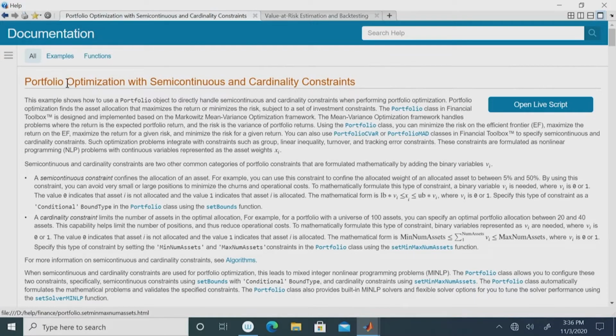So, the first topic that we will do is on portfolio optimization with semi-continuous and cardinality constraints. Here we will look at an illustrative example in order to handle the constraints that can be imposed on a portfolio optimization problem formulation. The two constraints that we are going to look at essentially are, one, a constraint on the weights and the other a constraint on the number of assets that are being included in the portfolio.